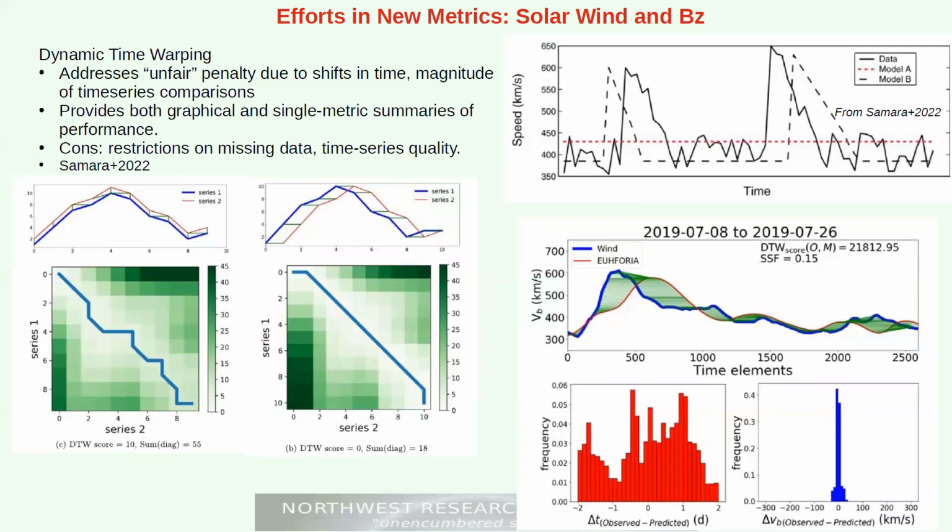So dynamic time warping measures both. It says how off you were or how well you did in both of those dimensions. So it's really a great opportunity for a more fair evaluation of some of these kinds of time series. The con is that it has a lot of restrictions to apply it correctly, a lot of restrictions on how the time series data behave. So there's a little bit of a caveat there, but that's okay.